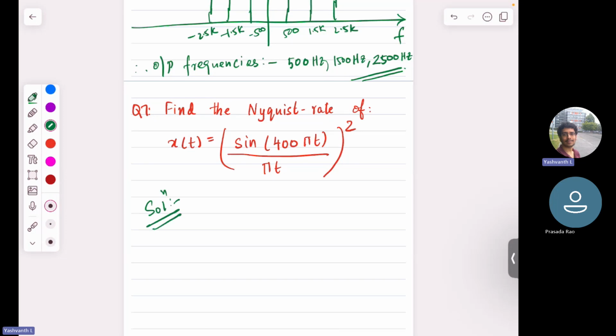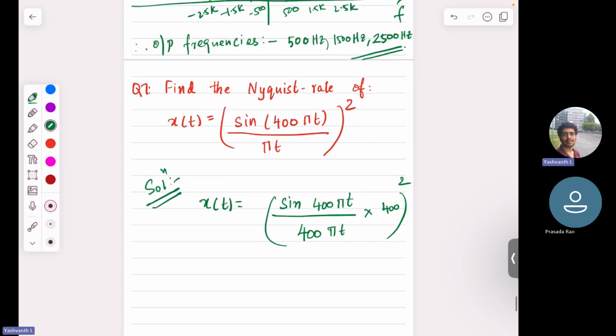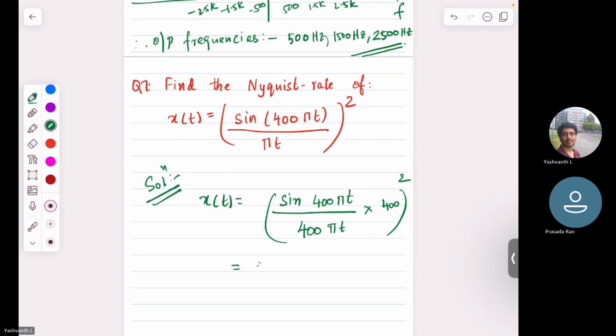First, let's simplify this as x of t equal to sine 400 pi t by pi t, I will multiply and divide by 400 pi t, the whole square. This is nothing but 16 into 10 power 4 into sine 400 pi t by 400 pi t, whole square.